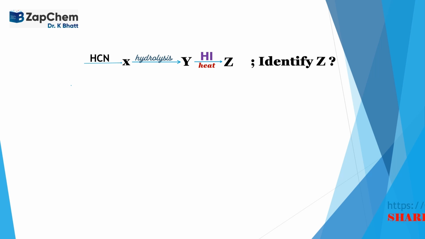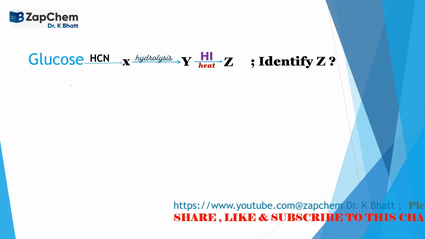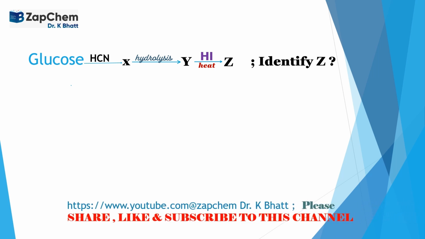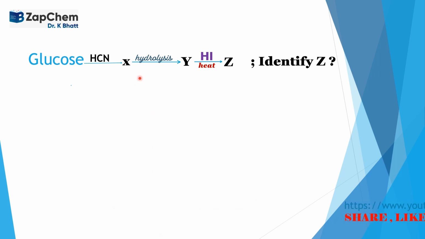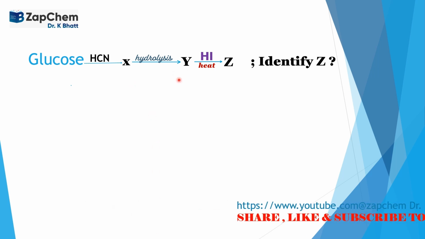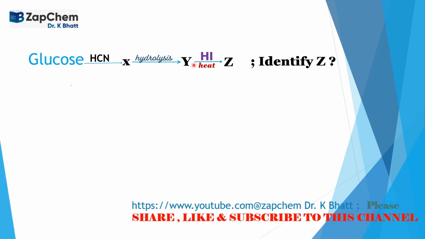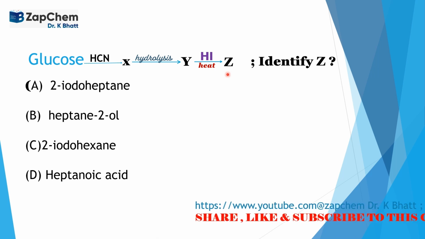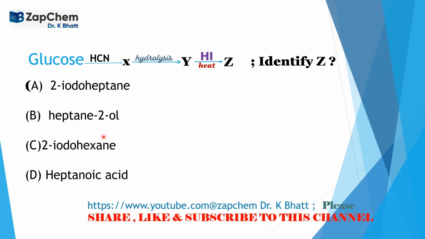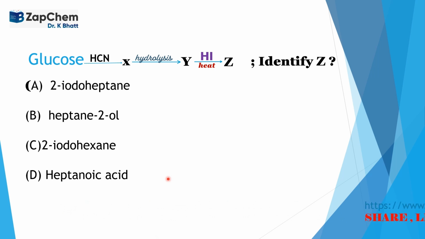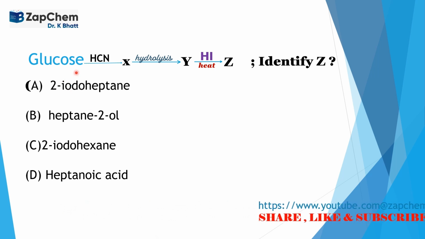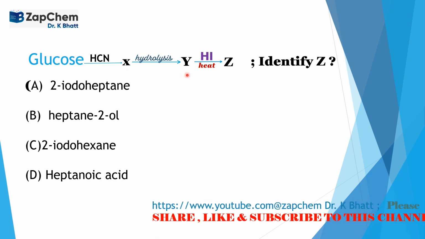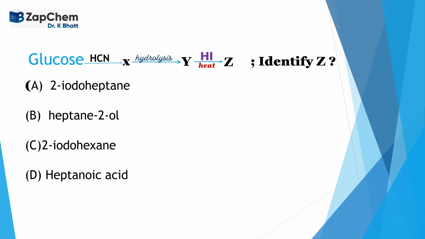The other question is that glucose, when treated with HCN, forms a product X, and this product X is hydrolyzed, gives a product Y, and the product Y, when heated with HI, forms the product Z. We are required to identify what is Z, and the 4 options are given here. We have to find out the correct option. Now, as usual, we have to write down and find out the product X, Y, and finally Z. We have to write down the reaction.